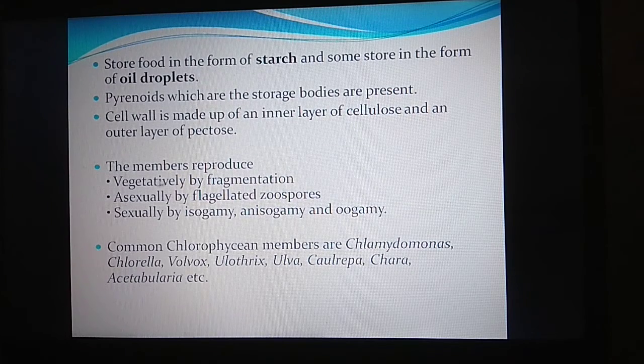Okay, the members reproduce by vegetative fragmentation, as we saw earlier that in asexual reproduction, reproduction takes place by fragmentation, and also by the flagellated zoospores, and sexually by isogamy, anisogamy and oogamy, as we have discussed earlier. Okay, so common green algae, the Chlorophyceae, are Chlamydomonas, Chlorella, Volvox, Ulothrix, Ulva, Caulerpa, Chara and Acetabularia.